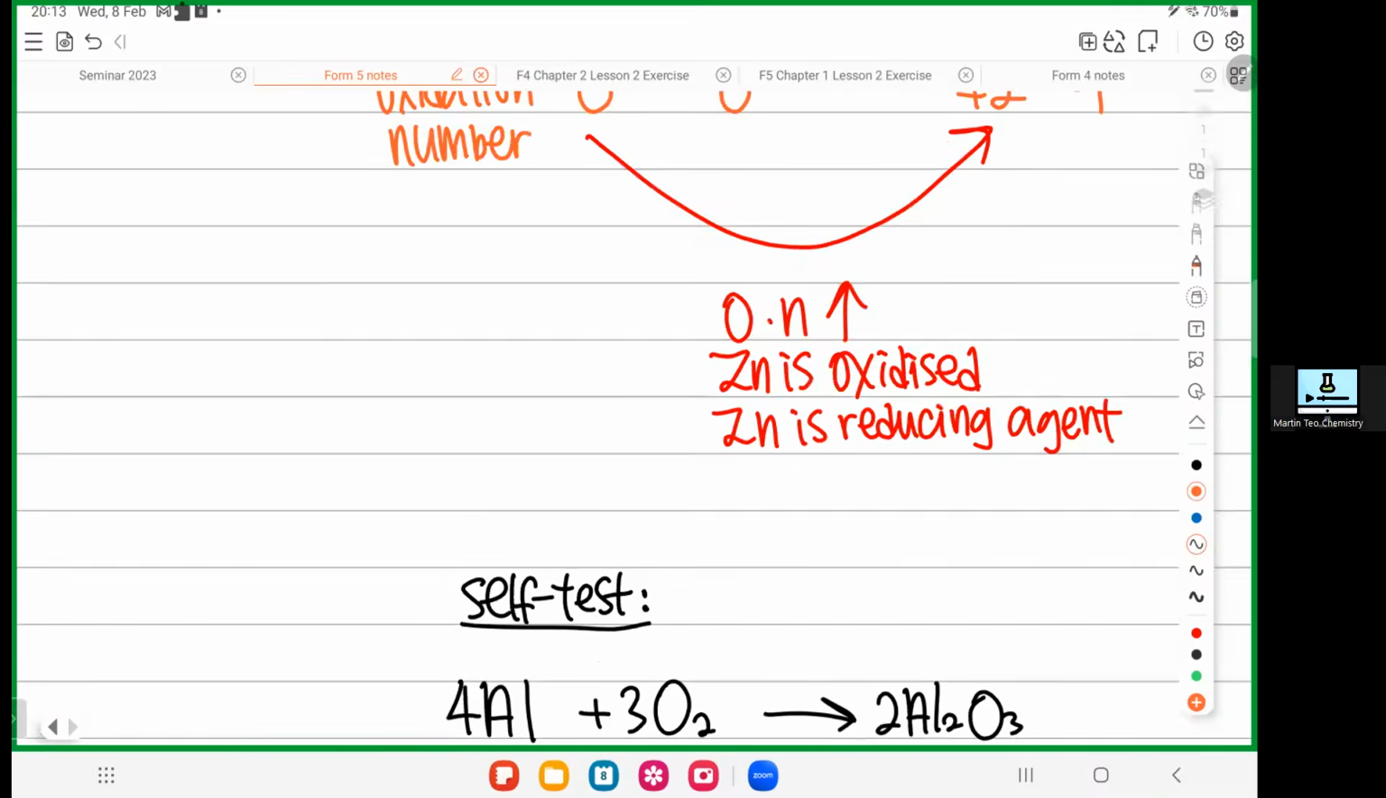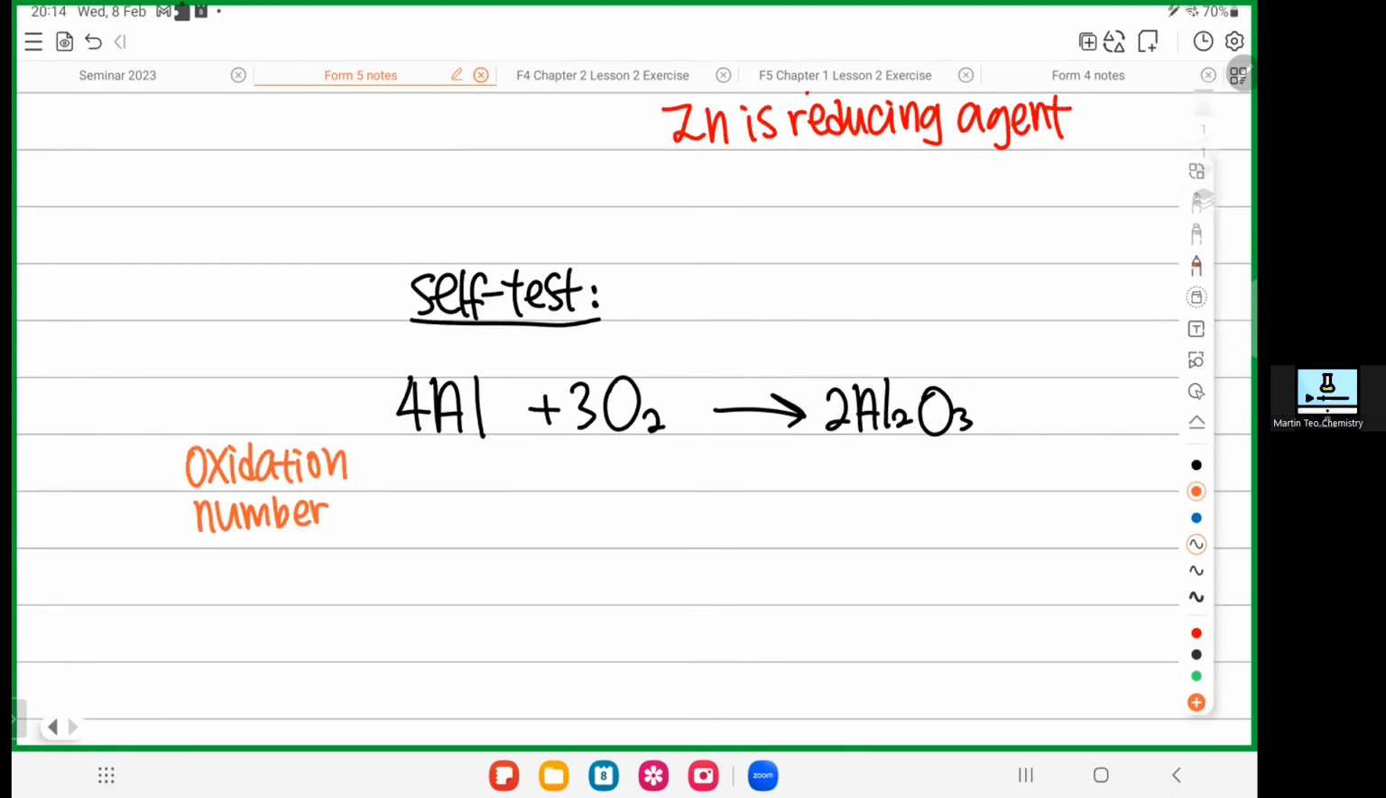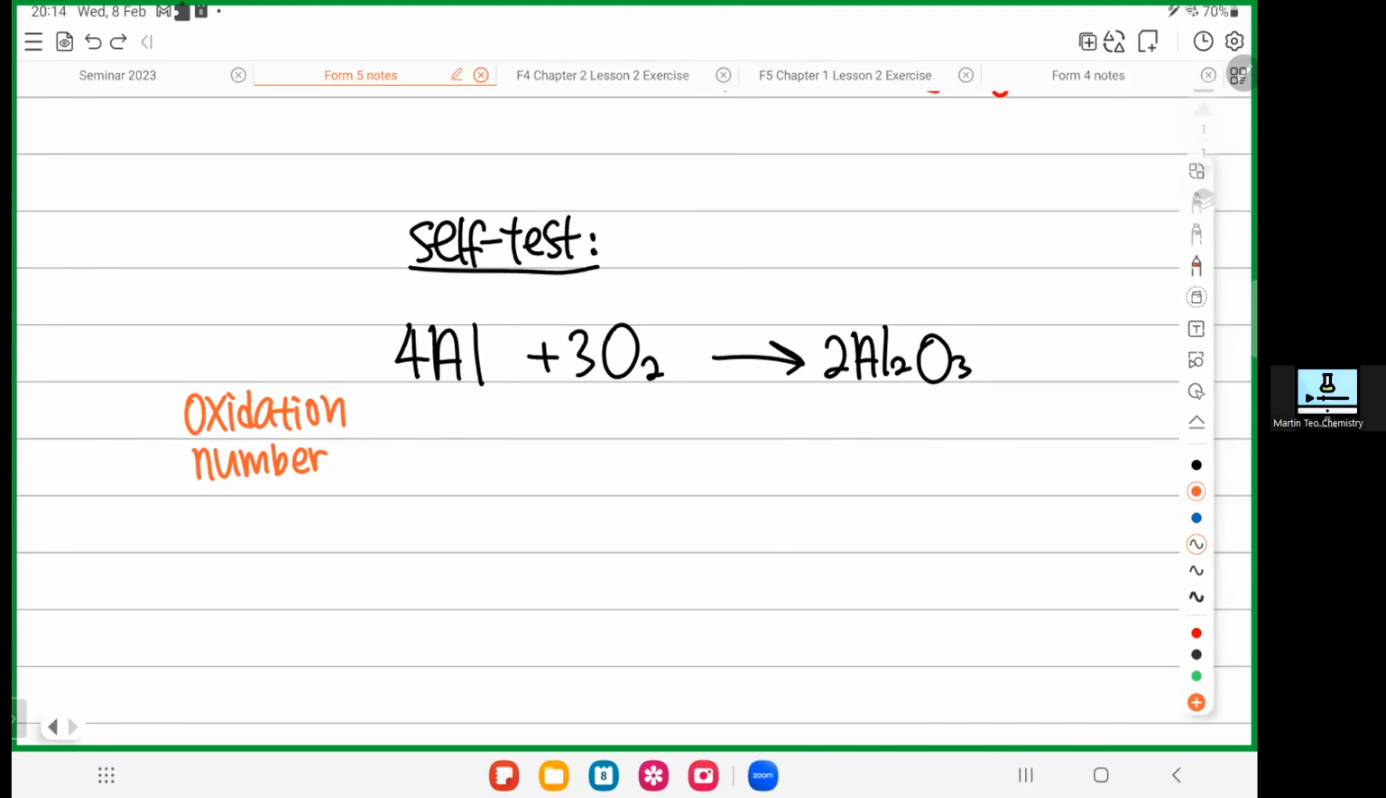Let's try it. Tell me in the chat box, what is the oxidation number for aluminium here? Let me read through your answers. Okay, so far I can see 0. Very good, it's 0. Why? Because the aluminium here is only one species, only Al, nothing else. When you only have one species, it's an element, so the oxidation number is supposed to be 0.